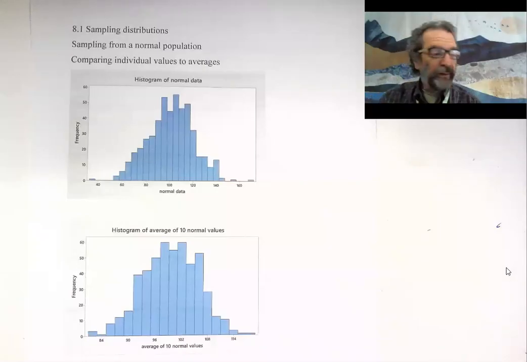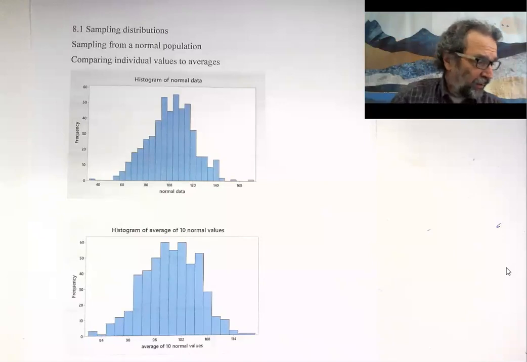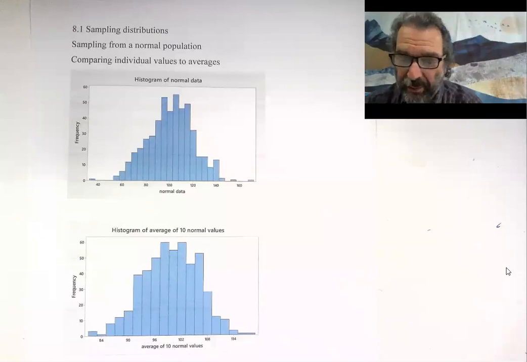I'm back in my office. We've got pictures to look at. And let's just see how this goes. We're in section 8.1. It's called sampling distributions.